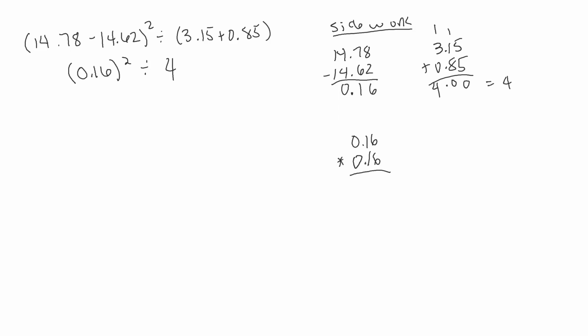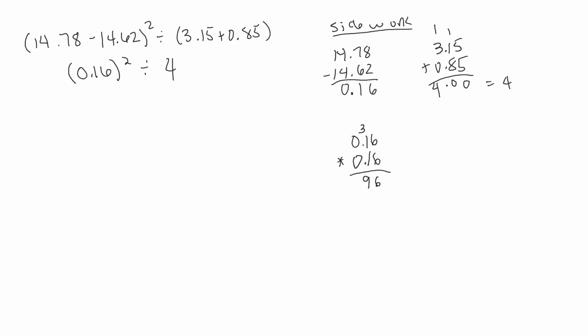So I get 0.16 times 0.16. And what I'm going to do is pretend these are just 16s for now, and then we'll deal with the decimal at the end. So looking at the second 16, I'm going to multiply by the 6. 6 times 6 is 36. Keep a 6, carry a 3. 6 times 1 is 6, plus 3 is 9.